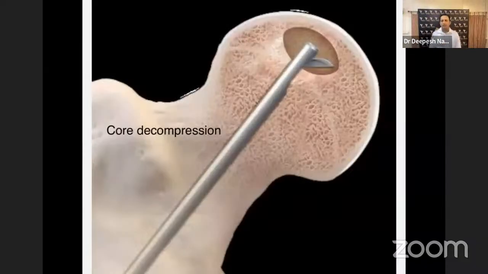Core decompression is the external application to increase the blood flow and to maintain the blood flow at the head of the femur, at the hip joint. This is useful in stage 2 and stage 3 plus patients, stage 3A, 3B patients, in which we see the implant which we put in the hip joint is increasing the blood flow and the blood is going thoroughly to the implant, to the hip joint head, and the patient gets stabilized after the core decompression.